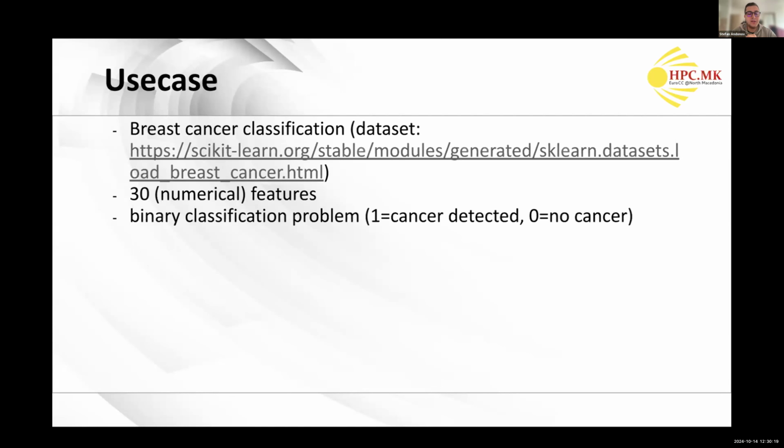The dataset is a tabular dataset, and it consists of 30 numerical features, so continuous features, which represent features extracted from the images related to the dataset, and it's a binary classification problem. So the class of 1 represents that cancer is detected in the image, and 0 represents that it's not detected. So it's a healthy patient.